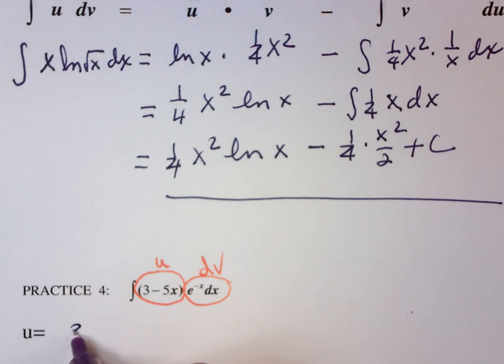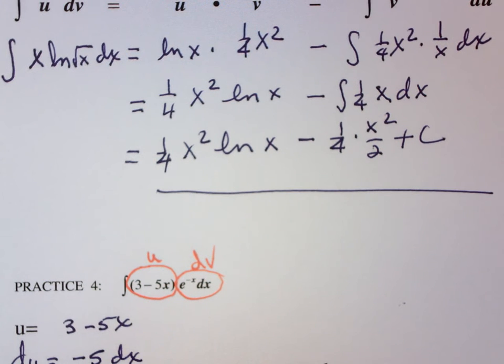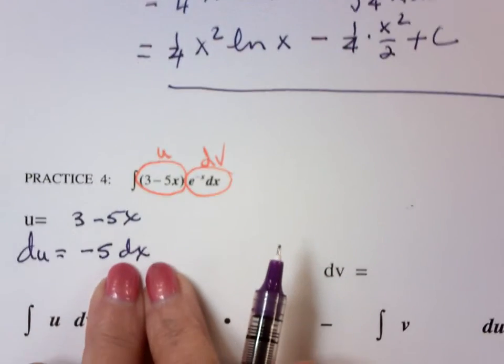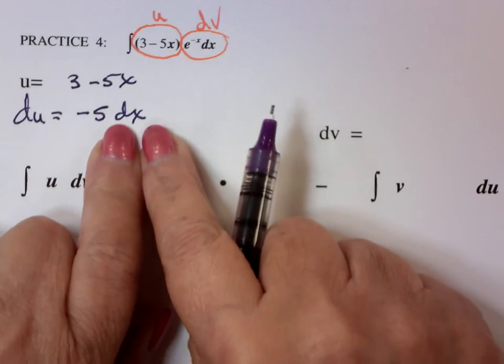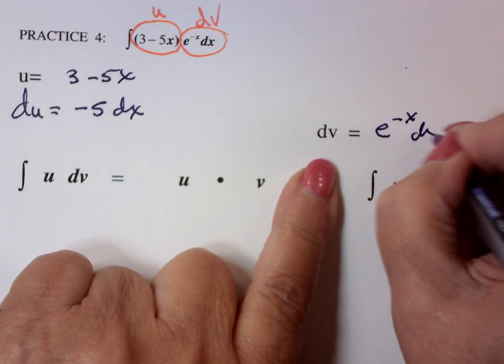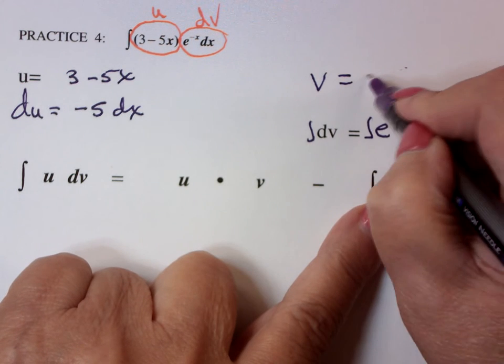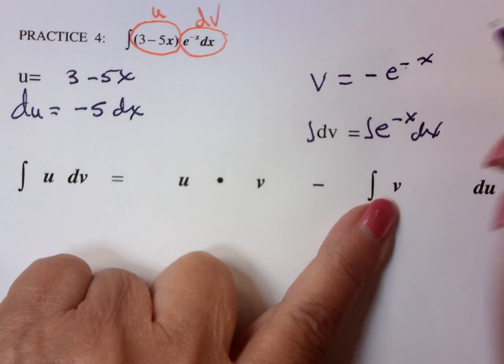So u is 3 minus 5x, so that du is 3 is 0, minus derivative of minus 5x is just 5. So you can always already see this thing is just now going to be a constant. dv is just going to be e to the minus x dx. Integrate both sides, so that v is going to be what? Negative e to the minus x. You're going to see this occur all over time.